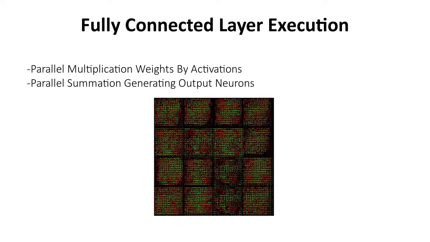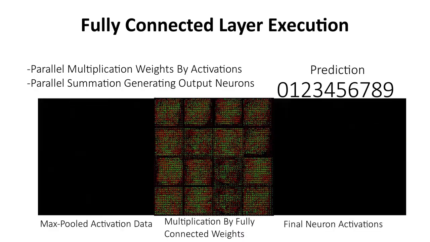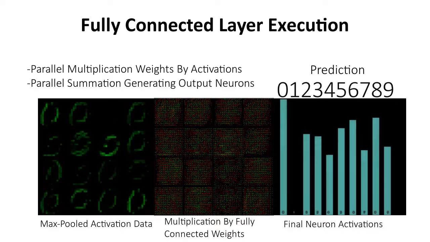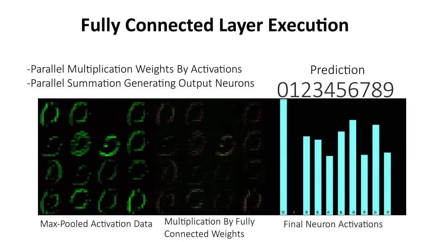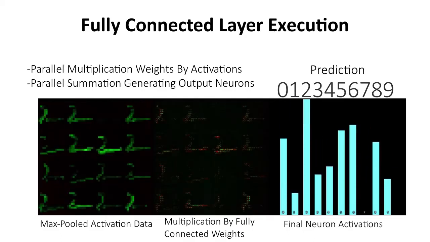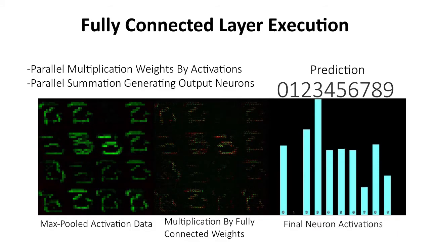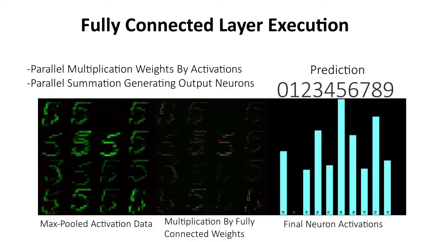Multiplication of the fully connected weights by the max pooled activation data of the previous layer can be performed in parallel. The values associated with each output neuron can then be summed in parallel to give the output of the network, as can be seen here for this MNIST example.